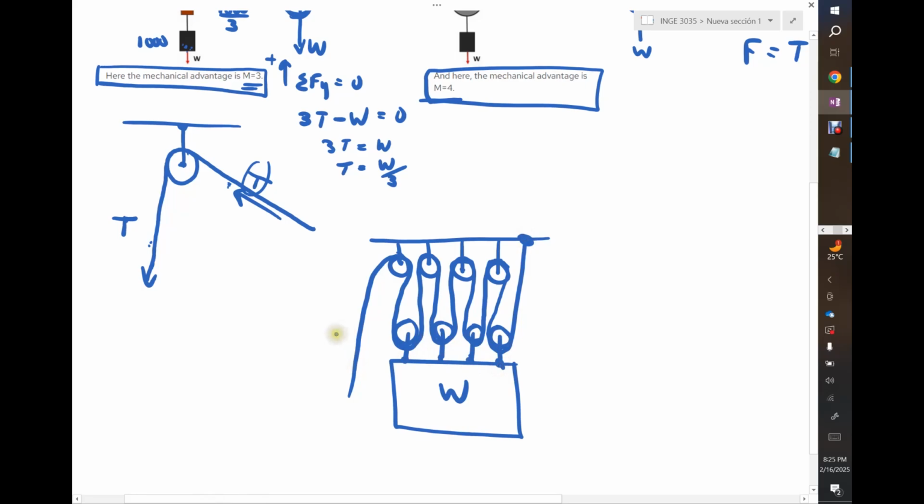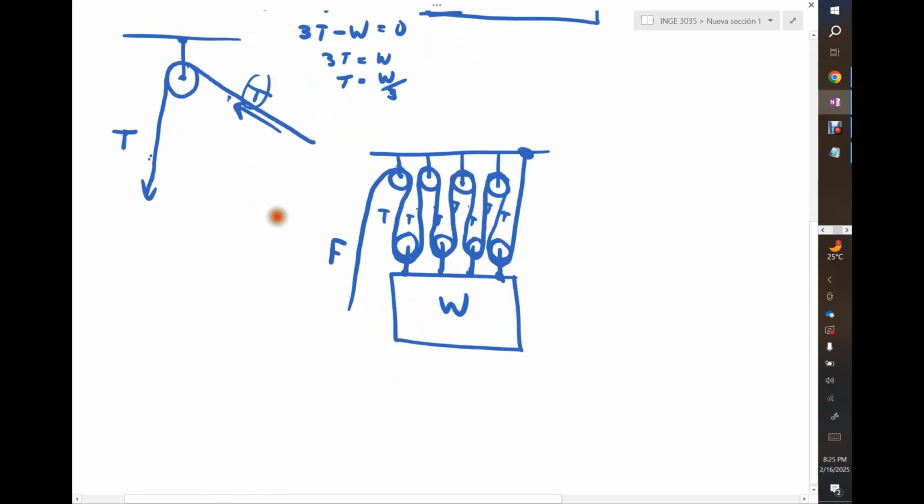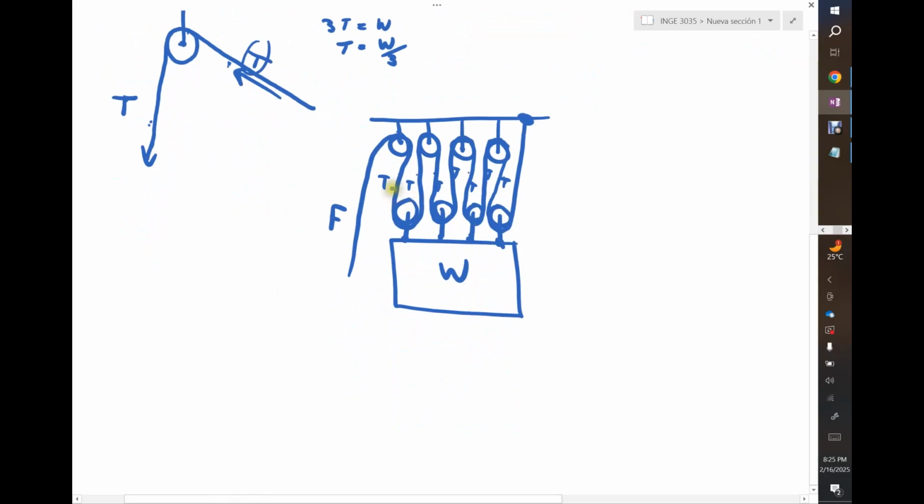So if you apply a tension or a force F here, then tension will be developed between these. All of these will have the same tension, so that will be T, T, T, T, T, another T, another T. So you have 1, 2, 3, 4, 5, 6, 7, 8, the last one. So you have 8T equals W. So basically T is 1/8 of the total weight. So you reduce the force required to lift this weight W by 1/8.